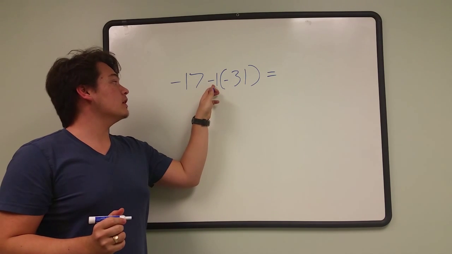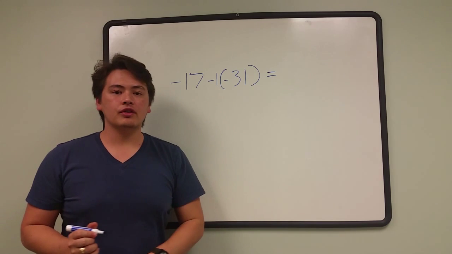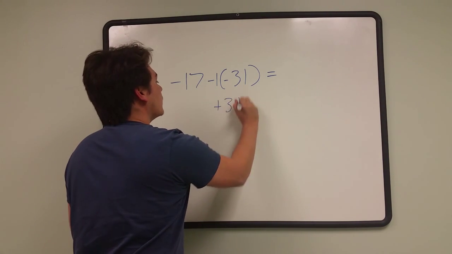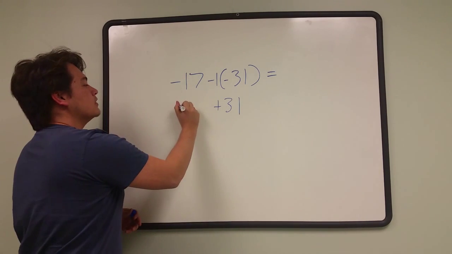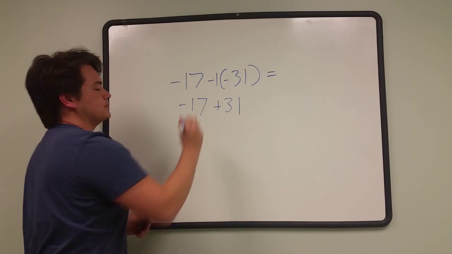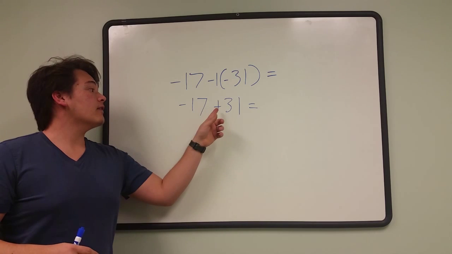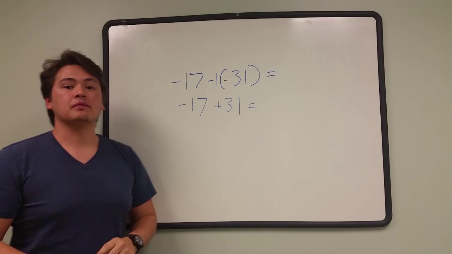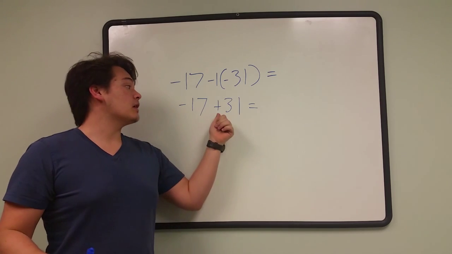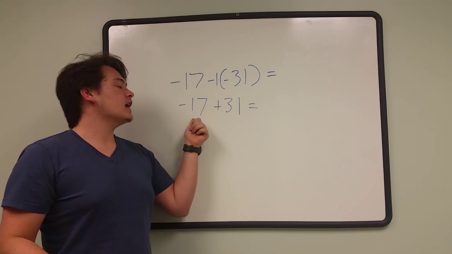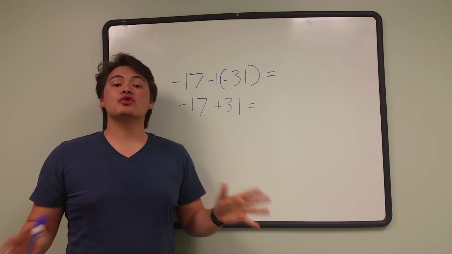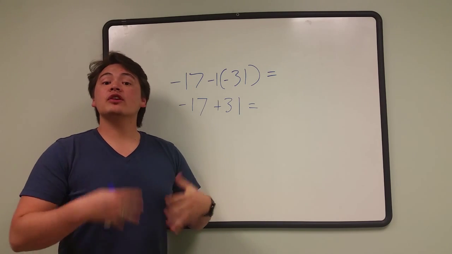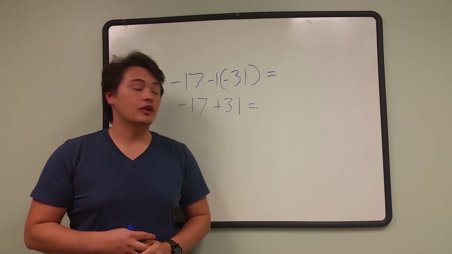So it's going to be negative 1 times negative 31, which is going to give us a positive 31, and this negative 17 just gets dropped down. From here, we have a positive 31 and a negative 17. Whenever you are combining a positive number with a negative number, they are going to subtract from one another. When they subtract from one another, they are going to take on the sign of the greater number.